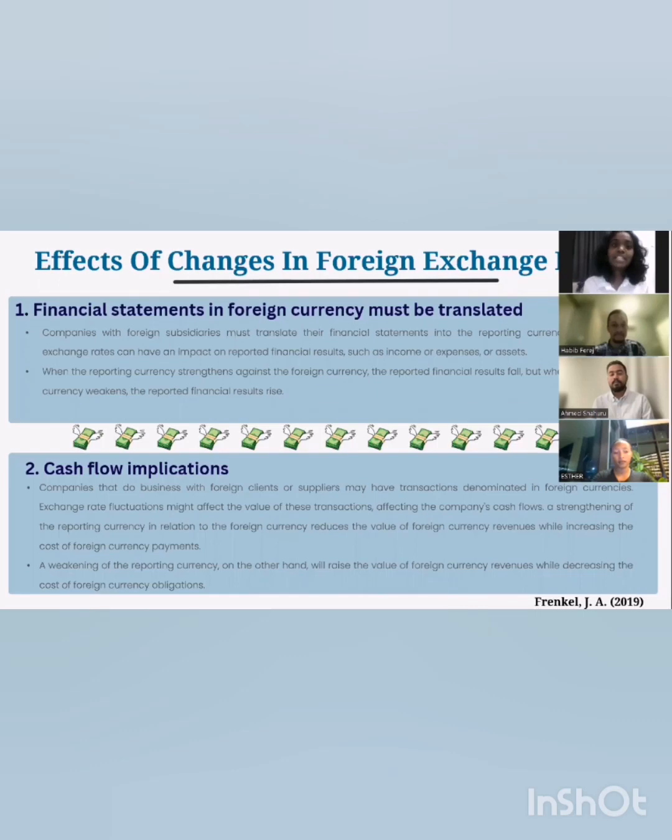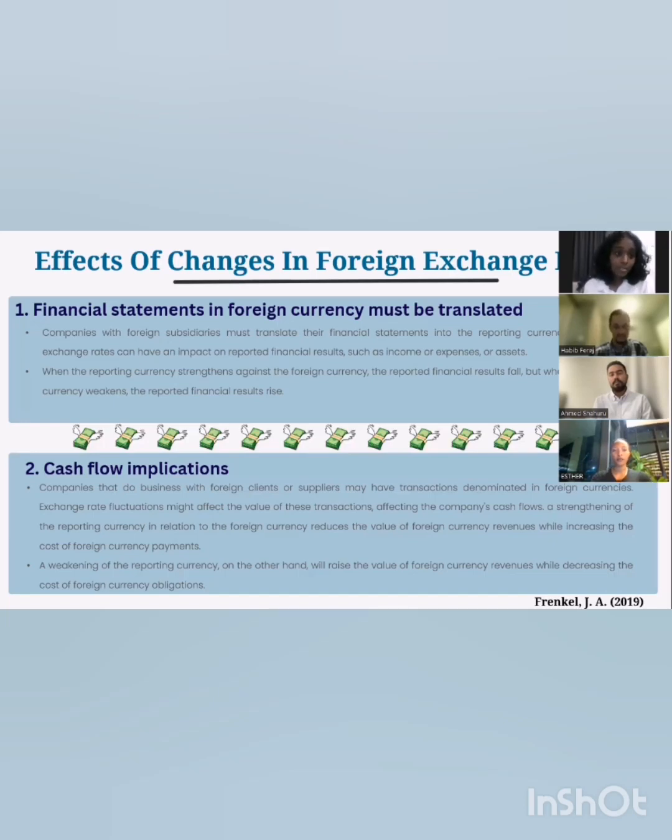Hi, good day, Miss. I'm Joanna. Now I'll be presenting about the effects of changes in foreign exchange rates. The first effect would be that financial statements in foreign currency must be translated. Companies with foreign subsidiaries must translate their financial statements into the reporting currency, whereby changes in exchange rates can have an impact on reported financial results, such as income, expenses or assets. Moreover, when the reporting currency strengthens against the foreign currency, the reported financial results fall. But when the reporting currency weakens, the reported financial results rise.